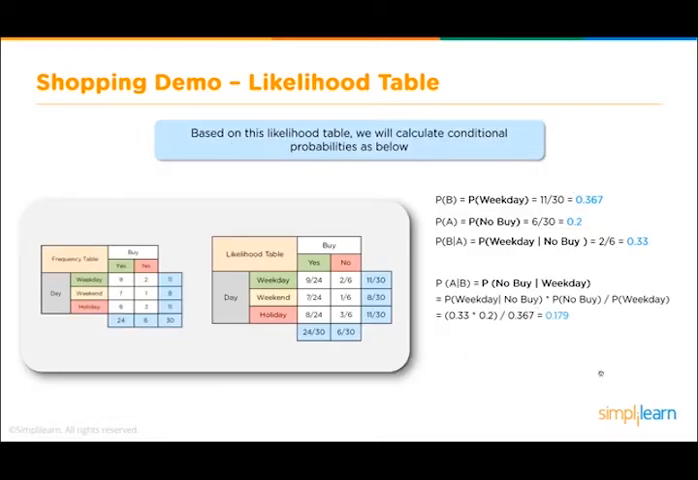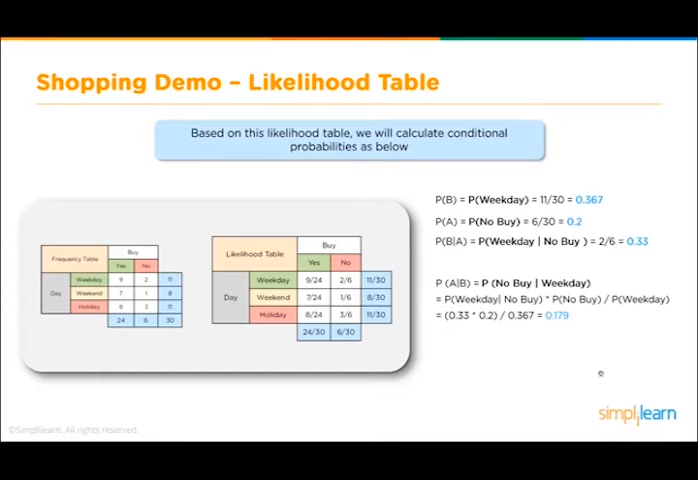And based on this likelihood table, let's go ahead and calculate conditional probabilities as below. The first 3 we just did. The probability of making a purchase on the weekday is 11 out of 30, or roughly 36 or 37%, 0.367. The probability of not making a purchase at all, doesn't matter what day of the week, is roughly 0.2 or 20%. And the probability of a weekday no purchase is roughly 2 out of 6. So 2 out of 6 of our no purchases were made on the weekday.